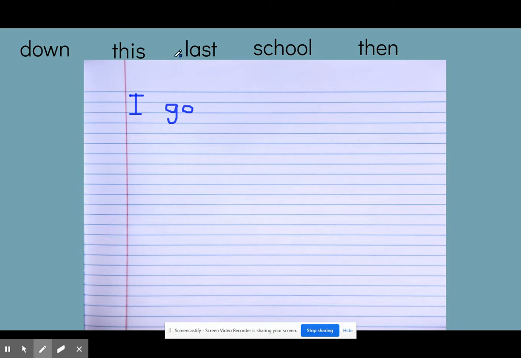Now, one of our words up here at the top is the word down. So you need to look at the word that looks right, d. So you need to find the word that starts with a d. So that's right here. So you can just copy that word, I go. Make sure you put your space. I go down the. Now the word the should be stuck in your brain because that's a very, very common word that we see and read all the time. So T-H-E.